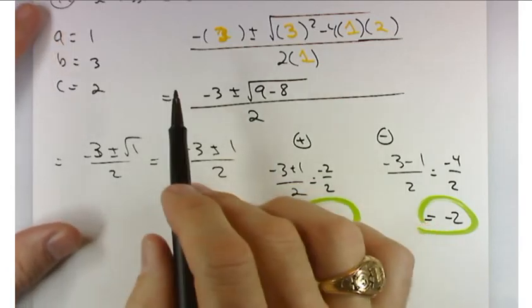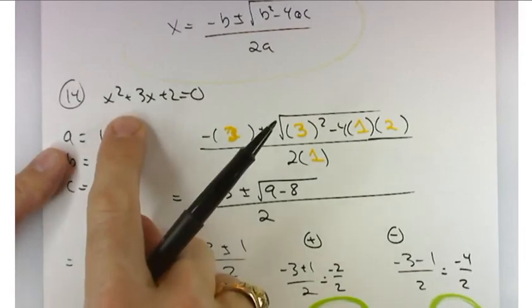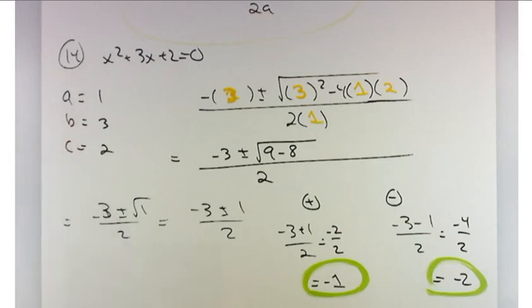Before I do a few more, let me point out something about problem number 14. On a test, I'm not going to say solve this by the quadratic formula, or solve this by completing the square, or solve it by the square root property. I'm just going to say solve it. That's all I'm going to do. It's your responsibility to figure out what you want to do. Now, would you choose to solve this one with the quadratic formula on an exam? No. It's like squirrel hunting with a bazooka.